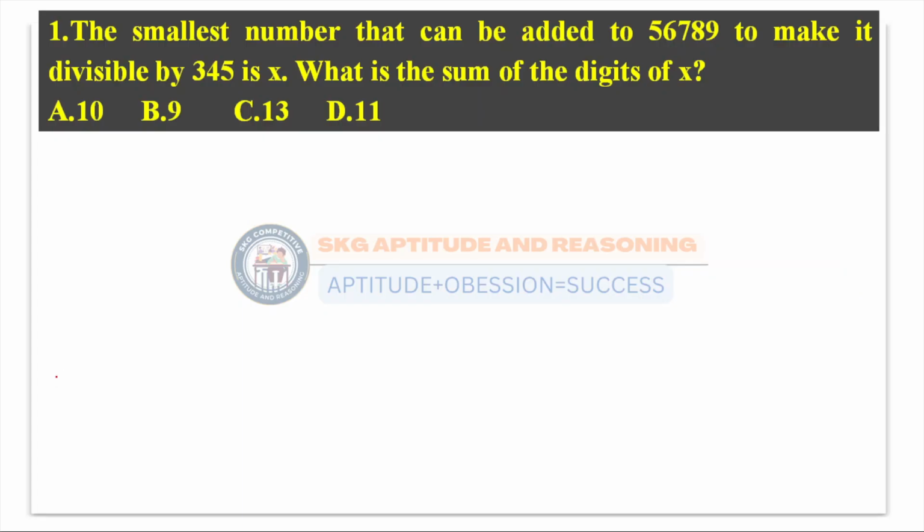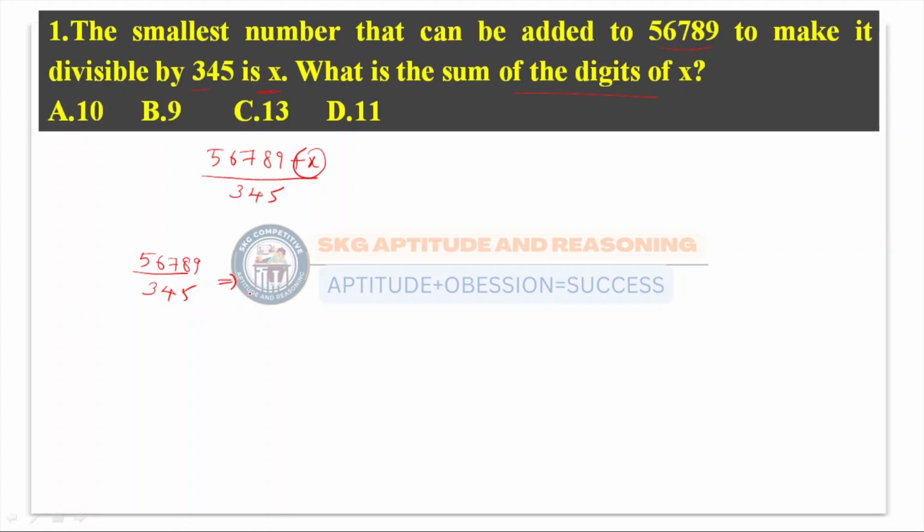It is the first question. The smallest number that can be added to 56789 to make it divisible by 345 is x. Then what is the sum of digits of x? When some number x is added, it is exactly divisible by 345. So we need to find the value of x that has to be added. In order to do this, first we divide 56789 by 345.